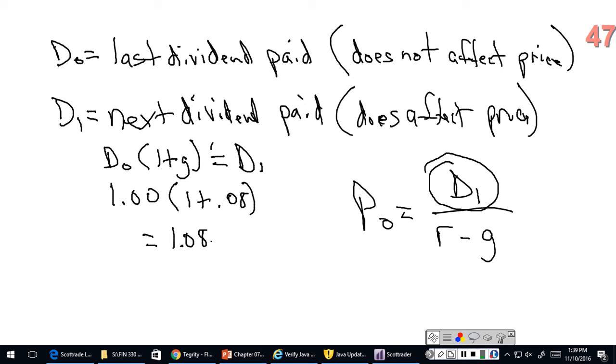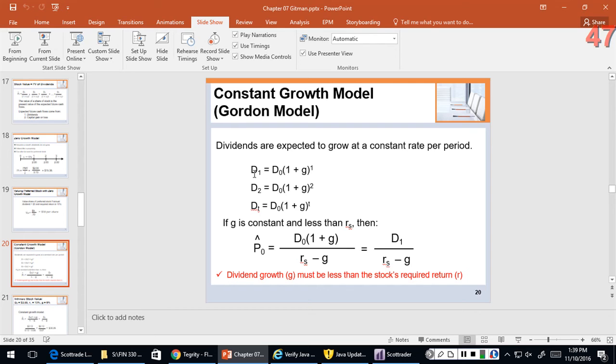And if it's growing constantly, D2 is going to be how much? $1.08 times 1 plus the growth rate, whatever that is. And D3 would be D2 times 1 plus the growth rate. So when you see this part of the slide where it says D1 is equal to D2, D3, that's what we're talking about here. Sometimes you're given D0. If that's the case, this is the part of the model you use. If you're given D1, this is the part of the model that you use.